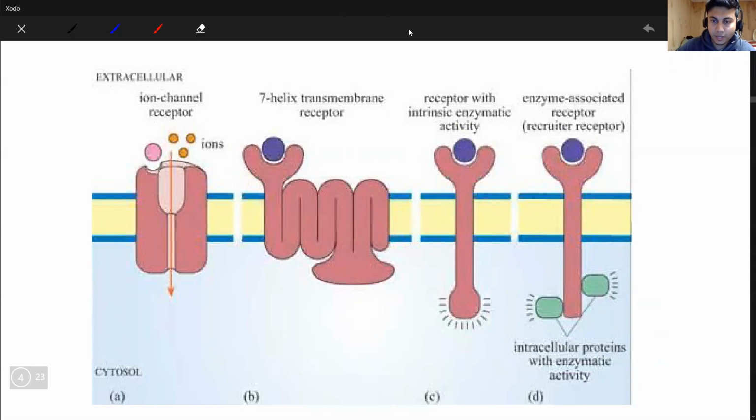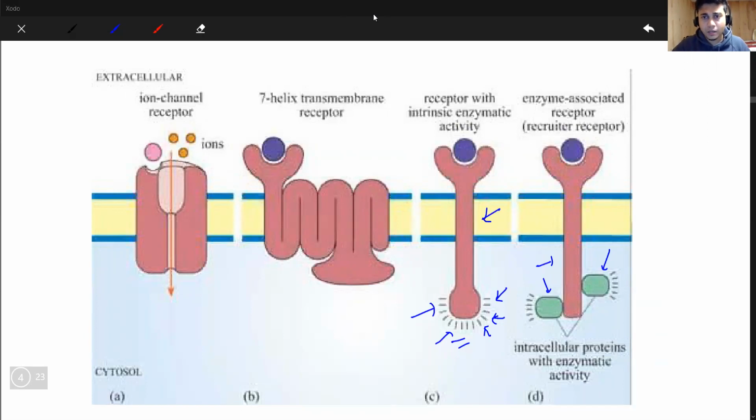They run that enzymatic activity with the help of some other enzymes. That means in this case, number C, you see that this is the tyrosine kinase receptor, or receptor with intrinsic enzymatic activity. This internal part of the receptor has its own enzymatic activity. But this other receptor does not have this internal enzymatic activity, and it takes help from other enzymes to do that enzymatic activity. All right.